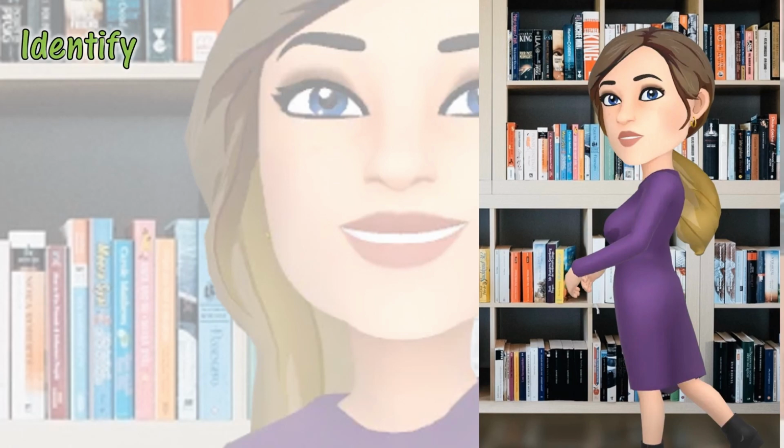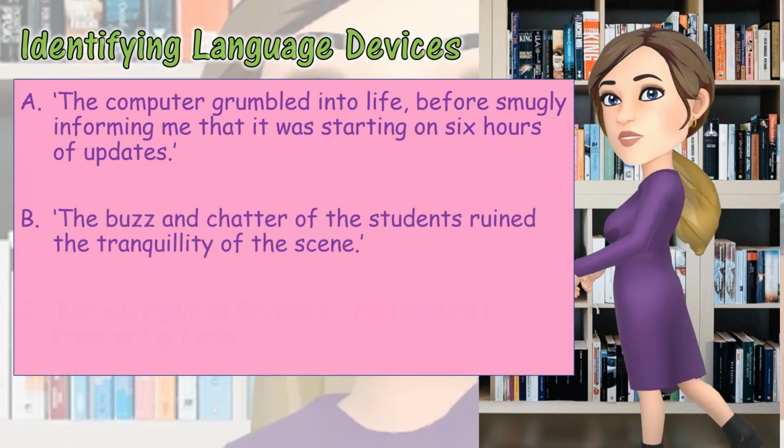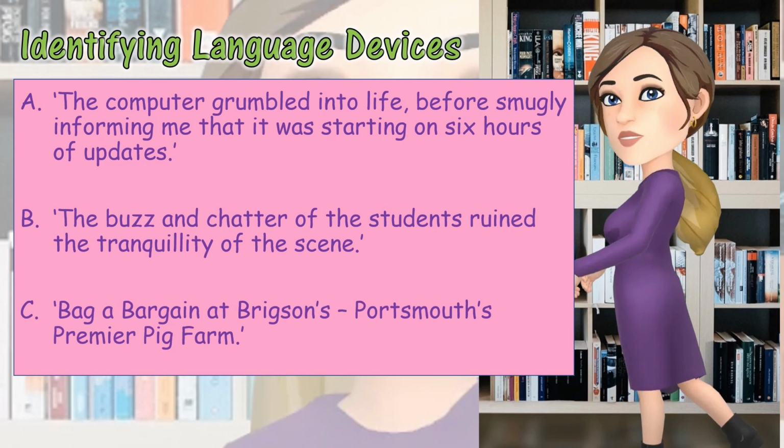Let's practice identifying language devices. There are 3 examples in front of you. A. The computer grumbled into life before smugly informing me that it was starting on 6 hours of updates. B. The buzz and chatter of the students ruined the tranquility of the scene. And C. Bag a bargain at Bridgeson's, Portsmouth's premier pig farm. Pause the video here to have a go at labelling the techniques that have been used in each example.